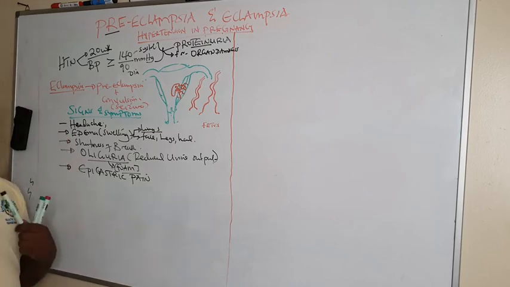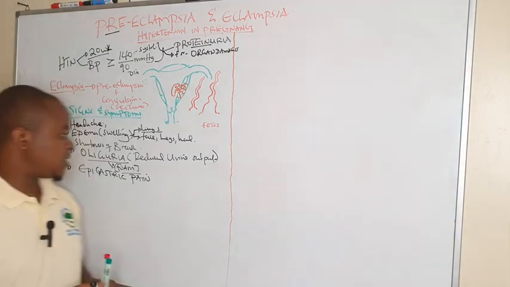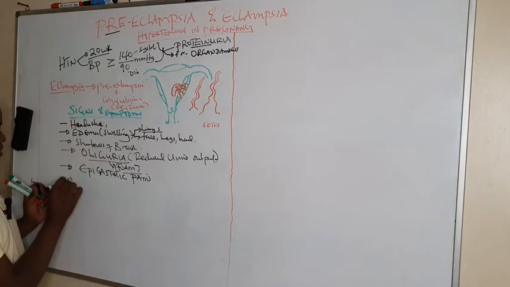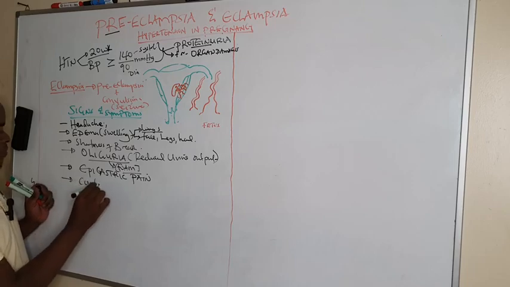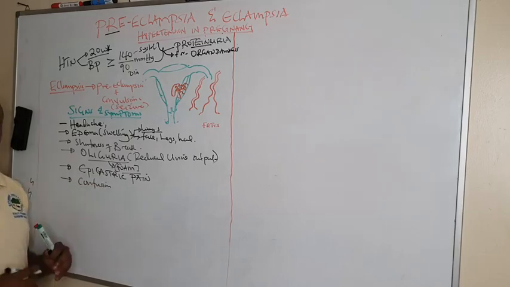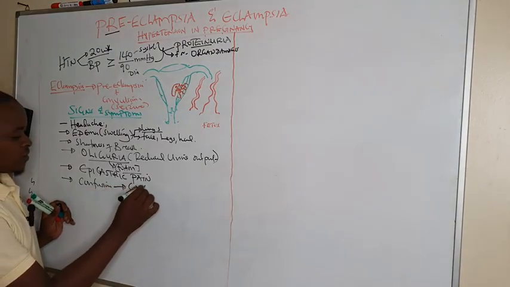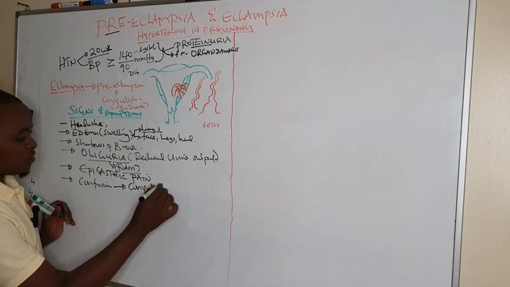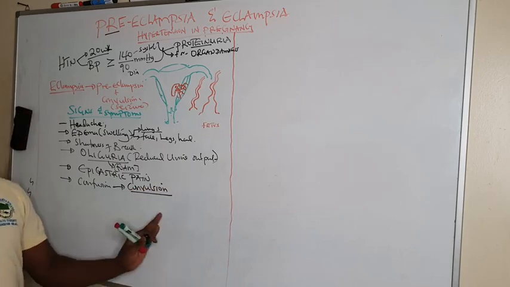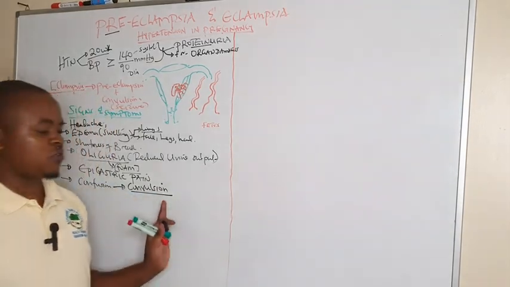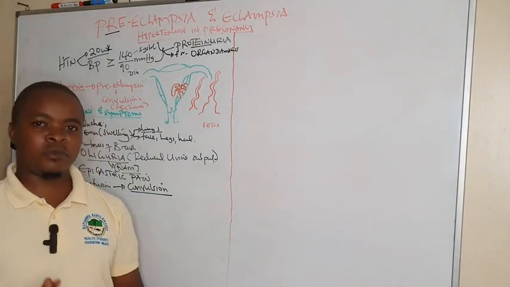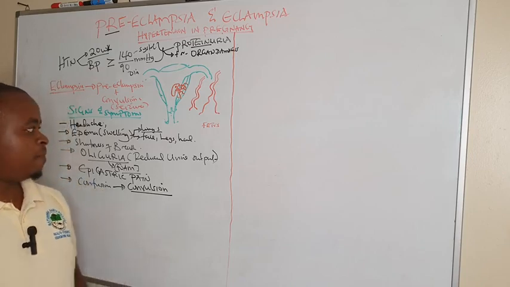So if they continue to progress to the severe, someone can end up with confusion due to cerebral edema. Then it can progress into convulsions. And convulsion, that is what we call eclampsia. This one is very emergent. It is an emergency situation that you must stop the pregnancy before we lose the mother.